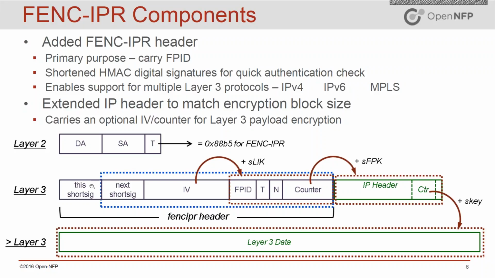So what we're going to do is this short sig is the shortened signature. It's 8 bytes. So we just take 8 bytes out of the HMAC, which is SHA-256. We take the last 8 bytes and stick it in here, and then that is the signature for what's in the dashed blue, for the rest of that FENC-IPR header. And we'll see where that comes in shortly. This next short sig is for the next header, which is the encrypted IP header over here.